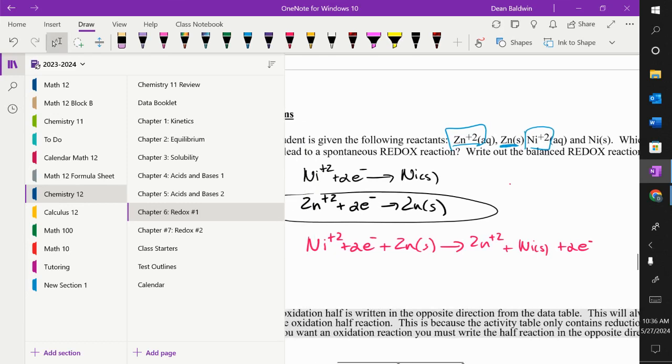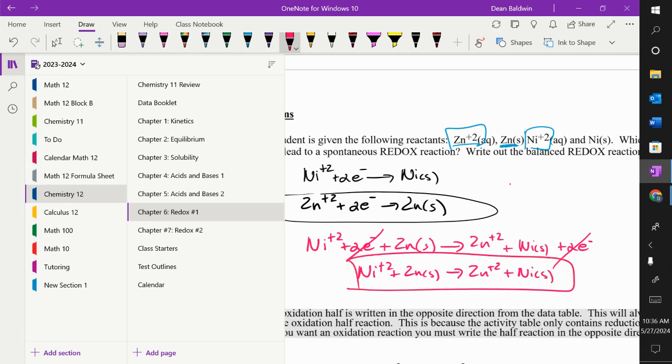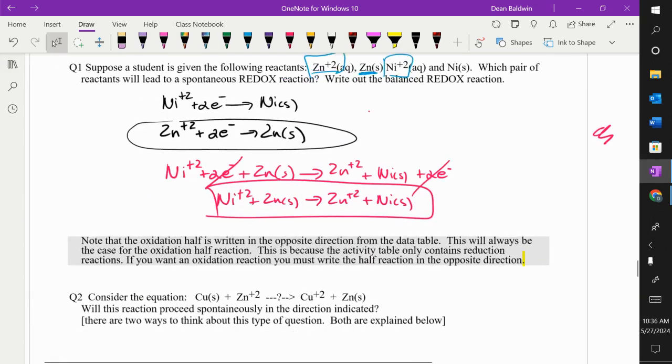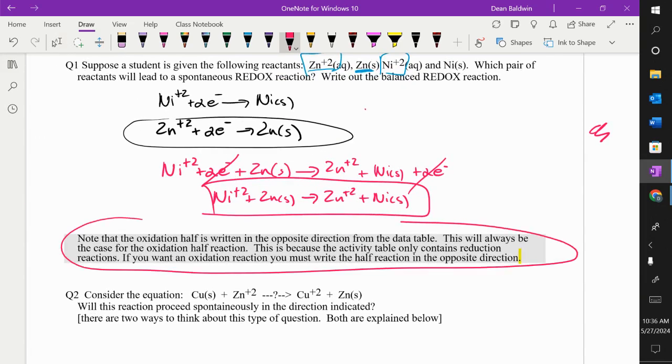And I know I'm just writing the electrons to show that they cancel, and we know that the electrons always have to cancel. So it's nickel 2 plus zinc solid. And that's the actual reaction. The oxidation, and that's what this says right at the bottom here, the oxidation reaction is always flipped. Okay, because the electrons have to cancel. If something is being reduced, something has to be oxidized. So it has to give up the electrons.